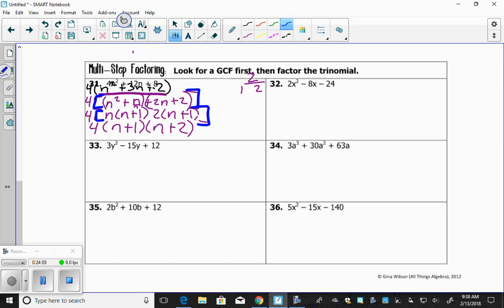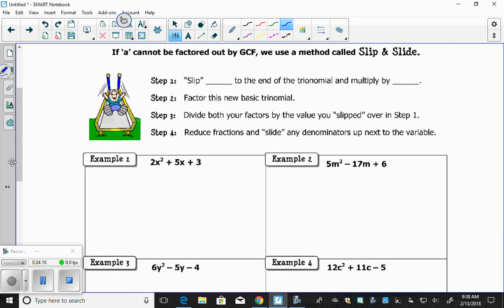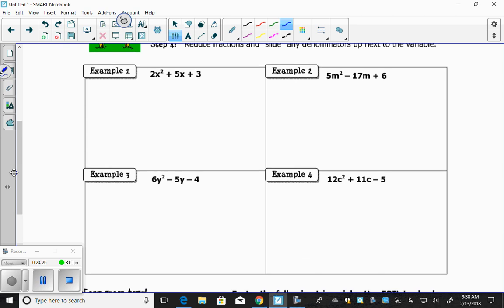Okay? So go to the next page. It is the same steps, except I'm not using these, but if you want to write them, you can. I don't like these steps. I'm using the same steps from a while ago. So step 1, multiply A times C. What's A in this problem?